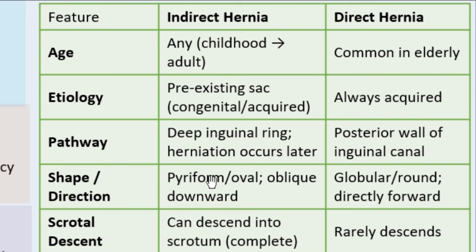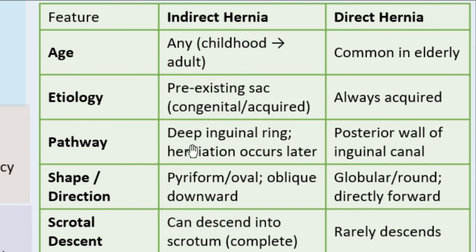So finally, the last part of this video, we're going to look at how we can differentiate direct and indirect hernias. So when it comes to indirect hernias, the indirect hernias are more common in childhood, while the direct are more common in the elderly. The etiology is because in the indirect hernia, we have a pre-existing sac, that is the patent processus vaginalis, while in the direct hernia, the etiology is an acquired weakness in the wall.